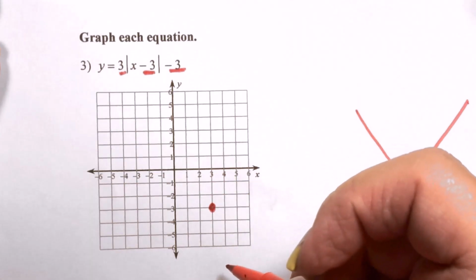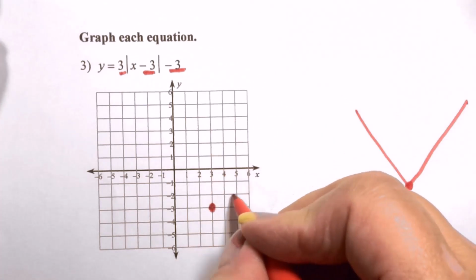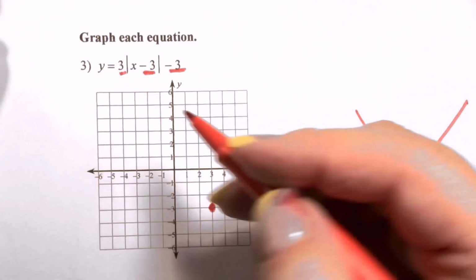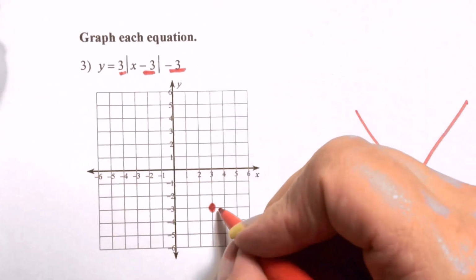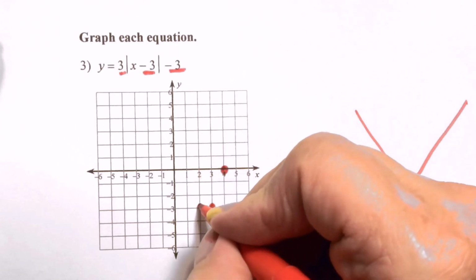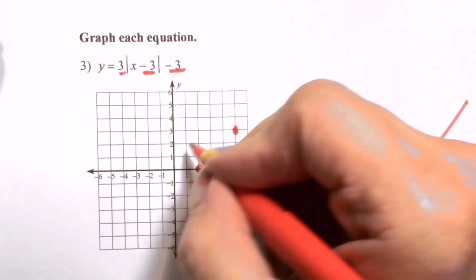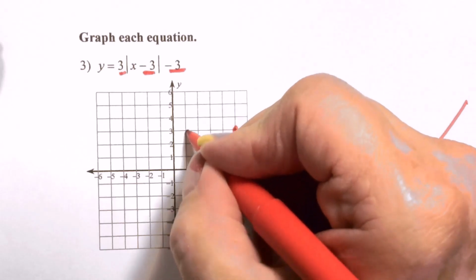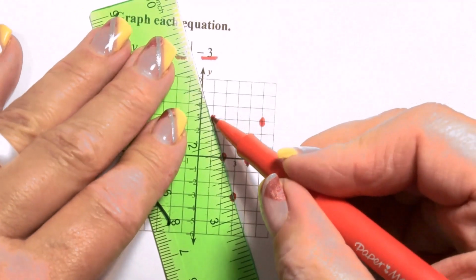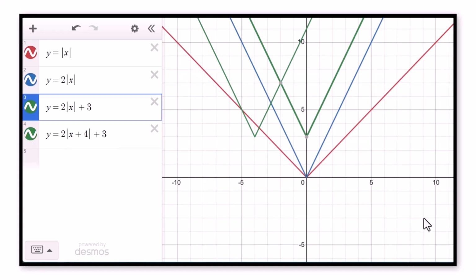Now it's going to go 3 times as fast. Normally absolute value things are going to go over 1, up 1, over 1, up 1, over 1, up 1, like slope of 1. But this one has like a slope of 3. Remember, these are straight lines. So it's over 1, up 3. Over 1, up 3. And you can do that again. Over 1, up 3. And then you draw your V.